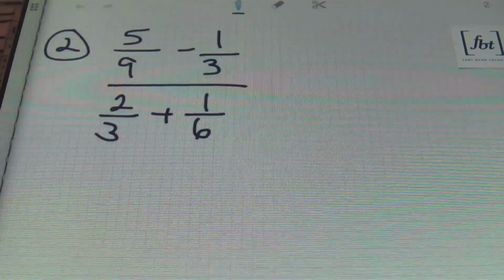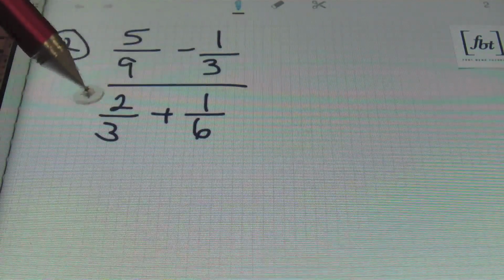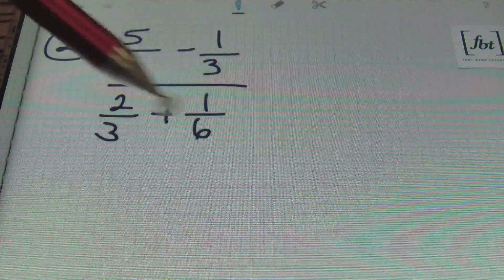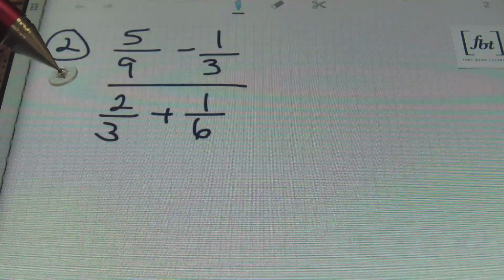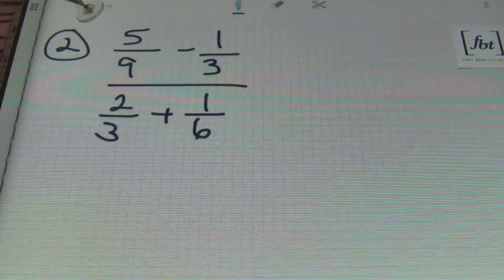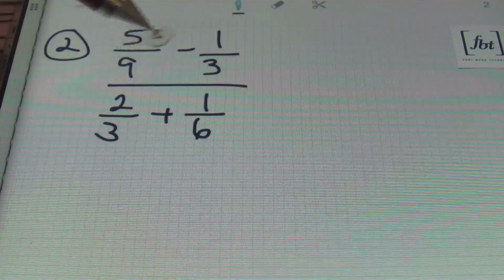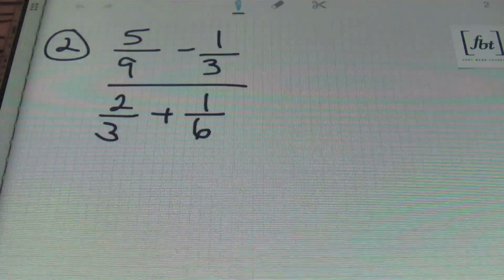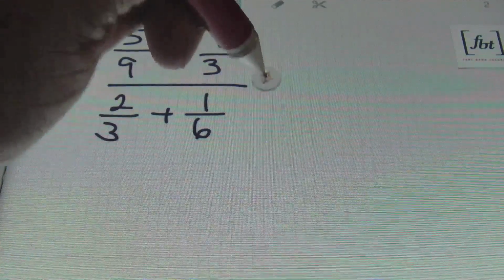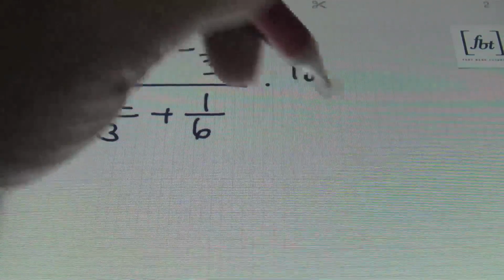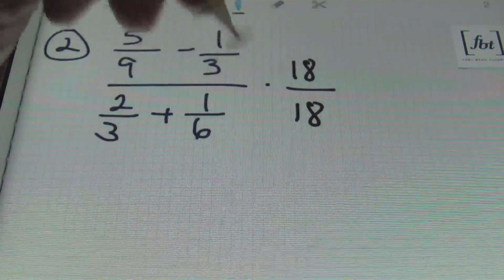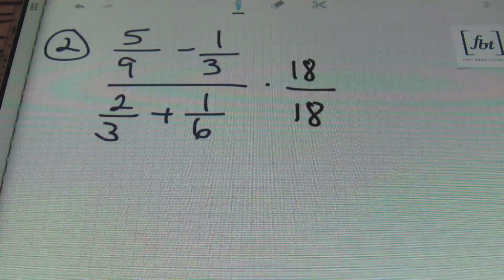So notice that my denominators are 9, 3, and 6. So the common denominator for all 3 of those values would be 18. 18 is the first number that 9, 3, and 6 would go into evenly. So here we'll be multiplying the numerator and the denominator by 18, that lowest common denominator for all of the values that we had in the problem.